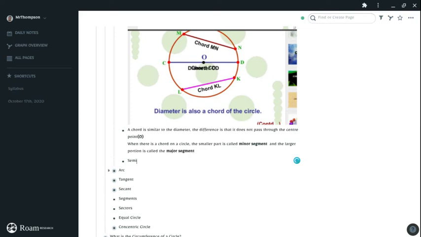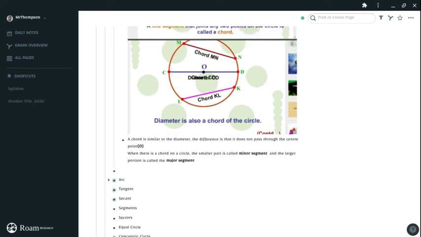So let's write this now. When a chord passes through the center point, isn't that a diameter? Right, exactly. A diameter is also a chord, but when the chord passes through the center point, that is when it's a diameter. Good job, guys. So it is not only called a diameter, but it makes the circle into two equal parts, which is called semicircles.